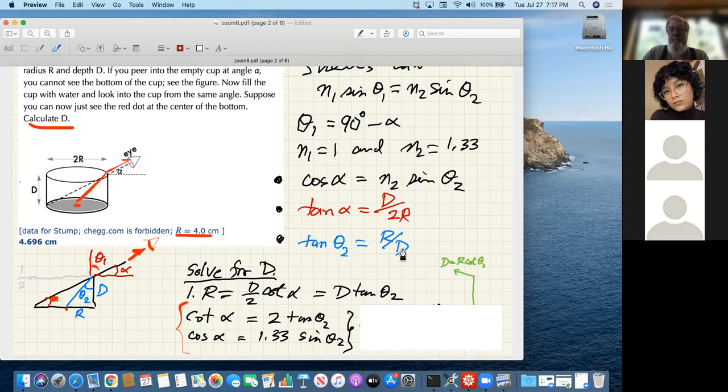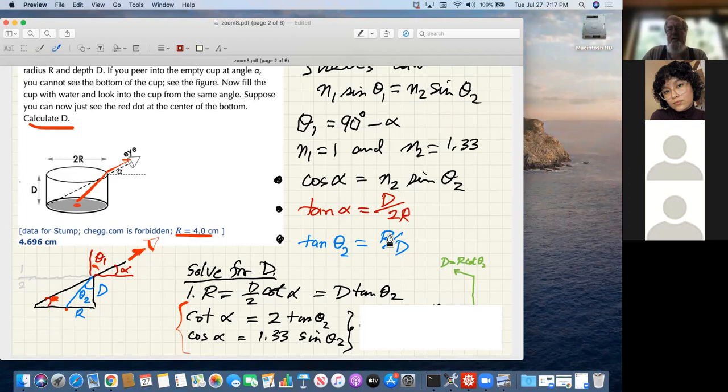You see, if I multiply both sides of the equation by D and divide by tangent, I find D is R cotangent theta 2. So what I'm looking for is D. Once I get theta 2, this equation will determine D. So let's take these two equations and see if I can eliminate alpha and just get one equation for theta 2.